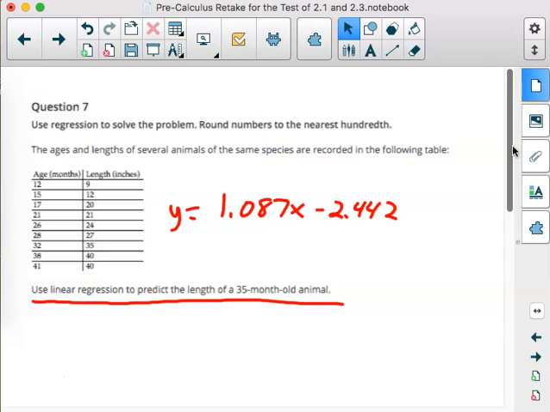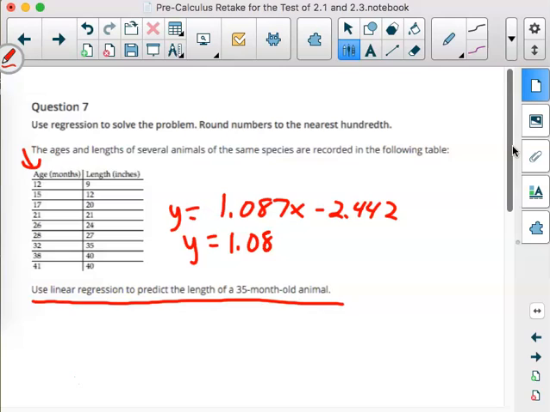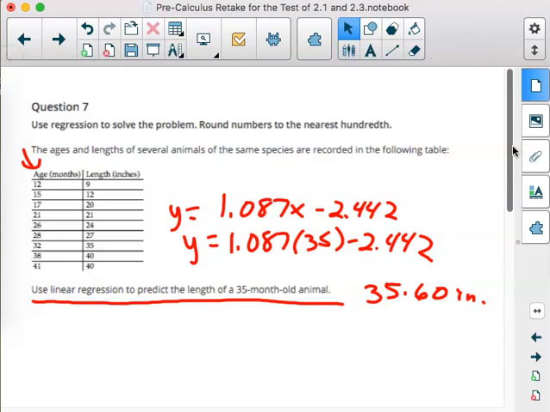And now we have to finish this one up because it says use linear regression to predict the length of a 35-month-old animal. And we can see from the table that that was our x value. So we have to put a 35 in for x. And then they had us rounding this to the nearest hundredth, and it came out to 35.60 inches when you do that. So this one, linear regression, but a follow-up question that you had to finish off, and that was a multiple choice.